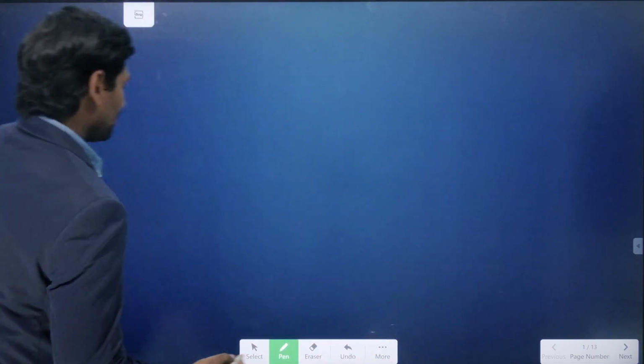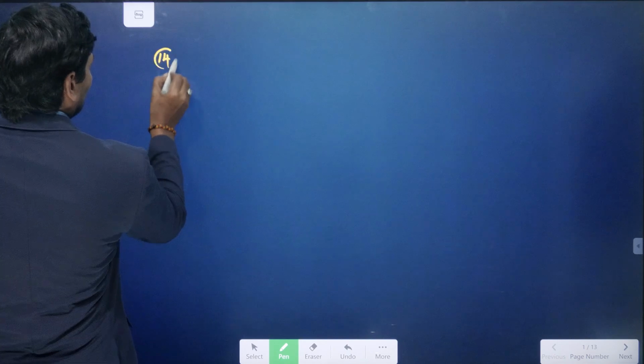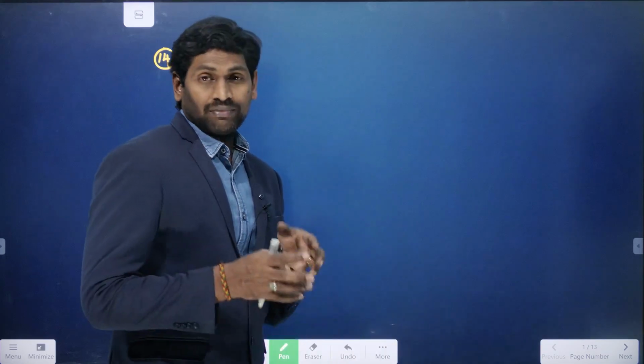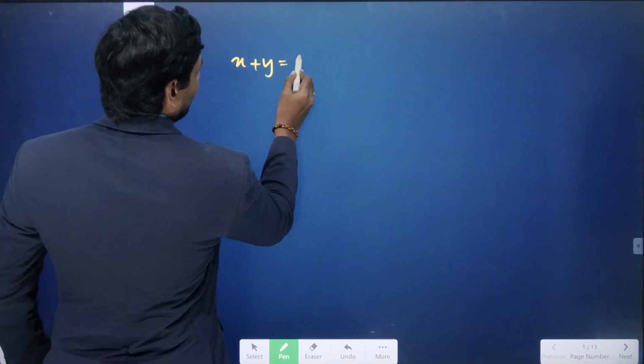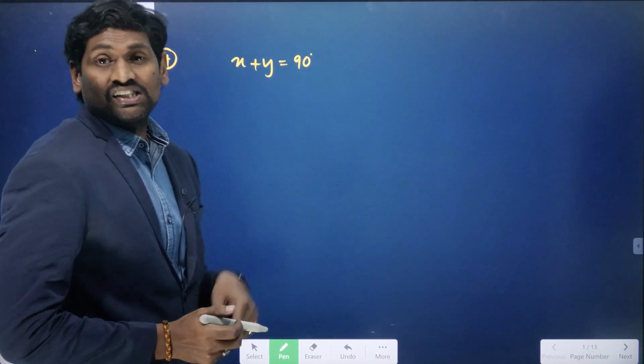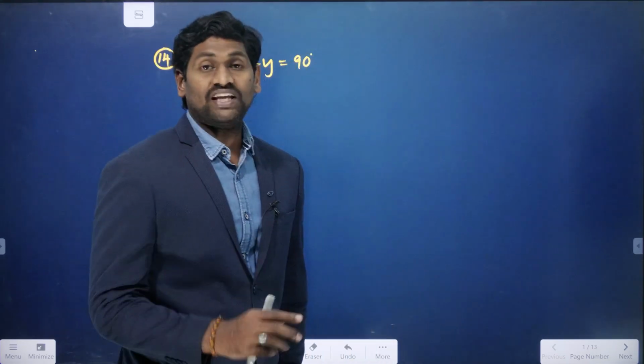So in this exercise, let us continue the problem here. I think it is the 14th question. The question is: if the angles with measures x and y form a complementary pair, then x and y are complementary. Complementary means the sum of two angles equals 90 degrees. Which of the following measures will form a supplementary pair of angles with x and y?